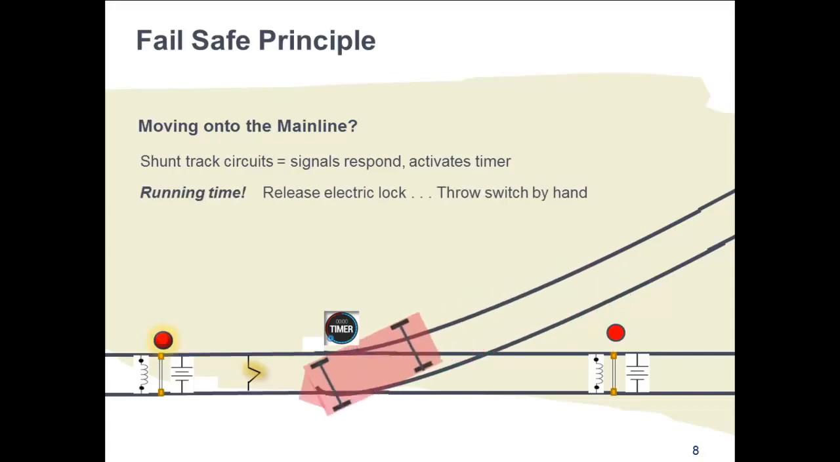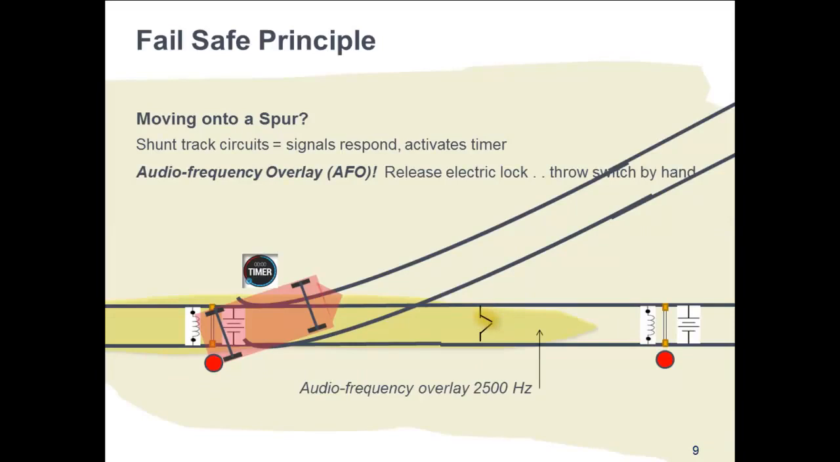Okay, thanks. So now we're going to talk about moving off of the main line. Yes, for moving off of the main line onto an industrial spur, the process is quite similar to what was just described. However, typically an audio frequency overlay is added to the mix. For trains moving off the main line, the AFO can release the electric locks on the switch to the turnout. The AFO essentially overrides the timer.